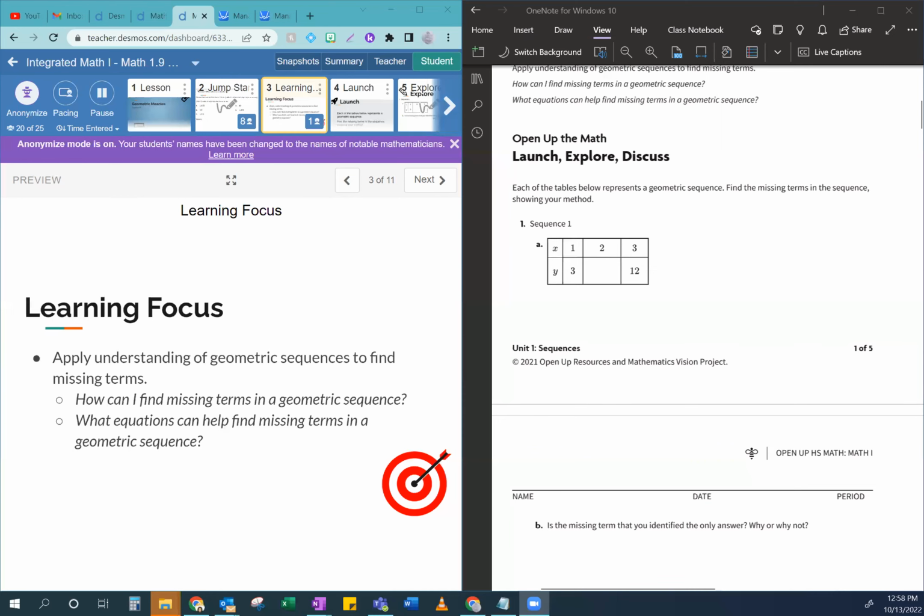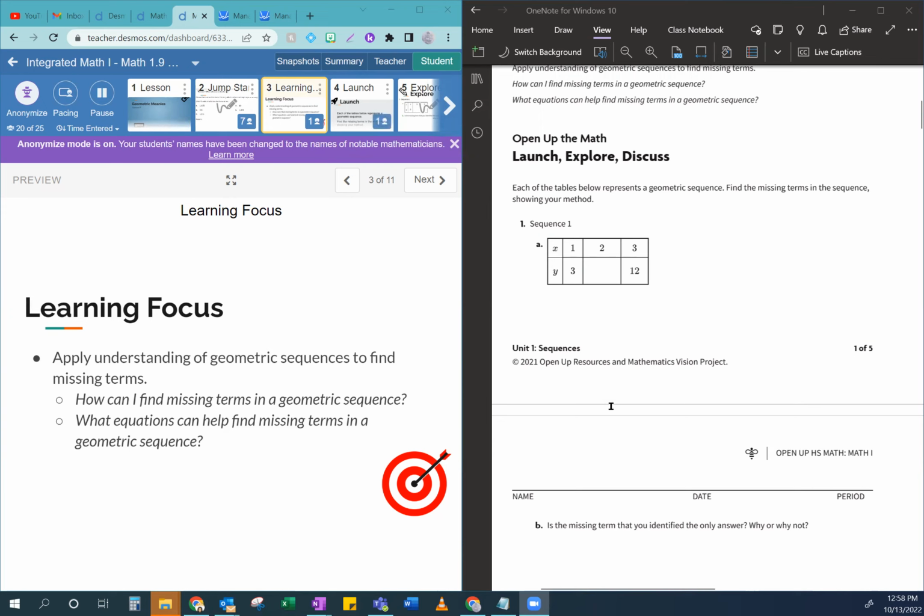Okay, so for 1.9, this lesson is called Geometric Meanies. You should be able to apply understanding of geometric sequences to find missing terms. How can I find the missing terms in a geometric sequence? What equations can help me find this in a geometric sequence?